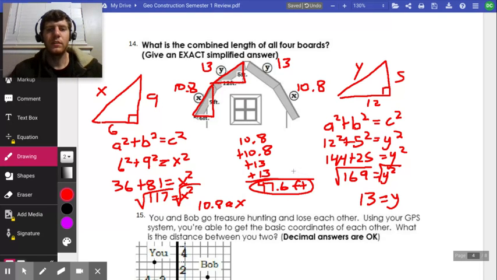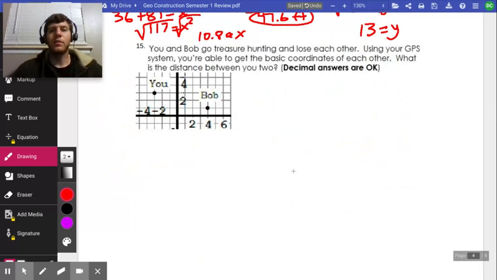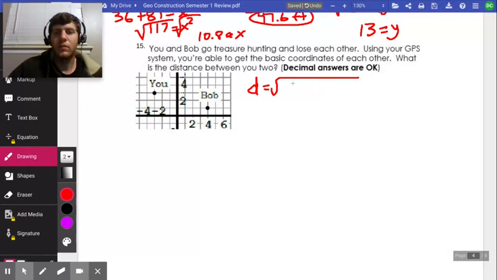Okay, that's 14 there. Number 15: you and Bob go treasure hunting and lose each other. Using your GPS system, you're able to get the basic coordinates of each other. What is the distance between you two? So for distance, we want to use the distance formula, which is the square root of the change in x squared, so x2 minus x1 squared, plus the change in y squared, so y2 minus y1 squared.